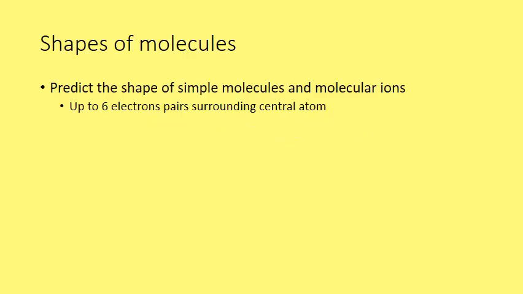Just one, in fact. We want to be able to predict the shape of single molecules and molecular ions from the bond angles, and we want to do that for molecules where there is a central atom that has up to 6 electron pairs surrounding it. So from very simple molecules, to quite complicated molecules.